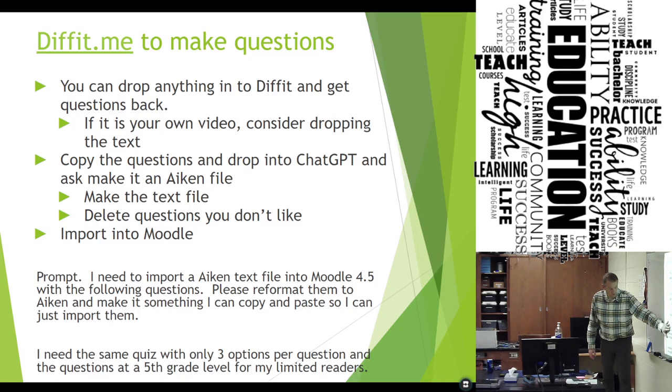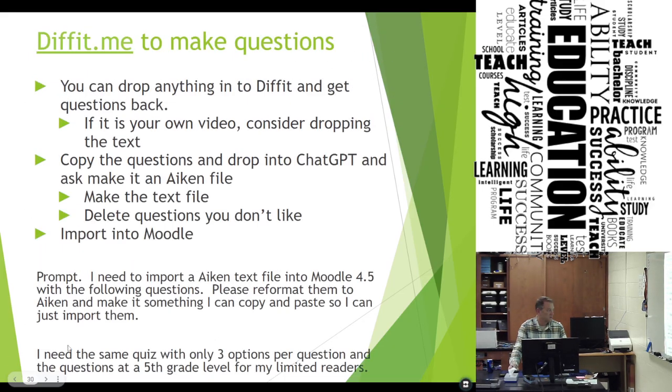And I've already given you this prompt. If you tell AI fully what you want, it will do what you ask. If you ask too little, it will do too little. So this prompt is, I need to import an Aiken text file into Moodle 4.5 with the following questions. Please reformat them so Aiken can make it something I can copy and paste so I can just import them. If I didn't say the end of that sentence, I couldn't just hit copy code and drop it right in so cleanly.